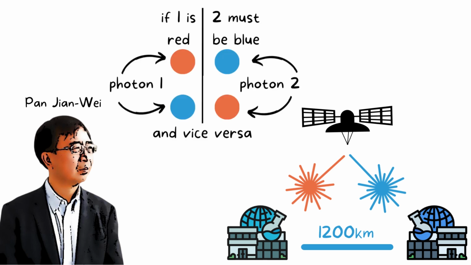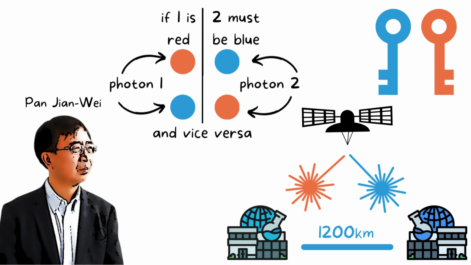Entangled photons are photons whose properties are direct opposites of each other, which means that if one is red, the other is blue, and if one's polarization is vertical, the other's must be horizontal. This property holds no matter how far away they are from each other. When the labs recorded their photons' polarization, they managed to generate the exact opposite keys.